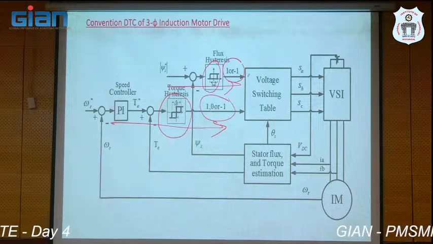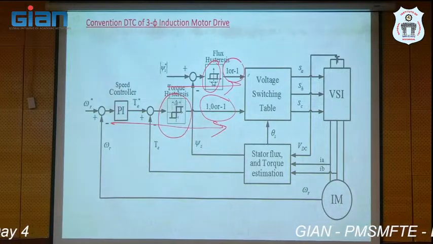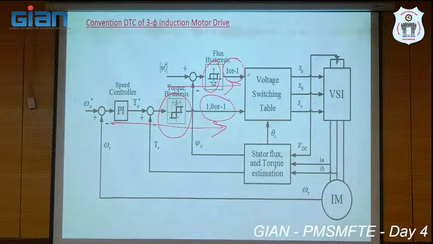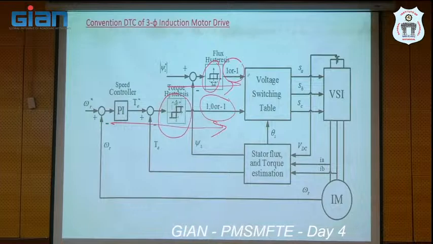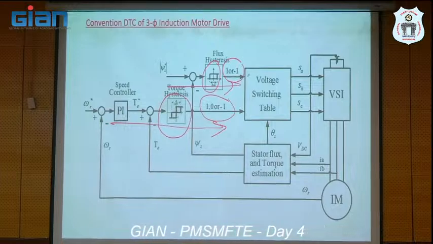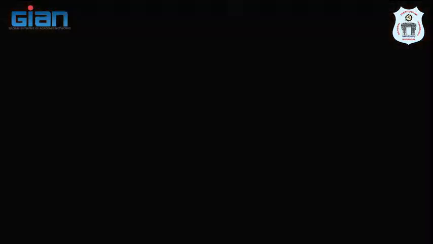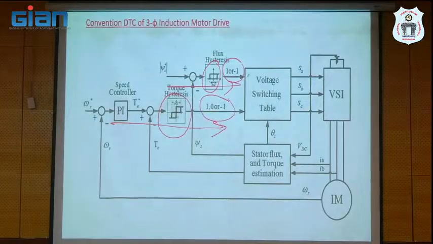See, -1 is nothing but decreasing. +1 is nothing but we need to accelerate the torque. -1 is nothing but we need to decelerate the torque. Next, 0 is nothing but no need to change the state of the torque. That is the meaning. Now my question is, why are we not taking these 3 states for flux also? Why are we taking only 2 states for the flux hysteresis controller? You got my point? These states we can change. It is in your hand.